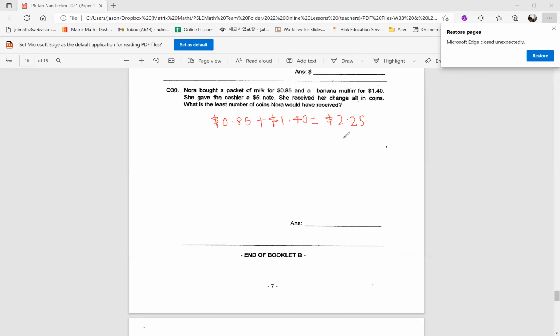Anyway, it's too late to do this. So this is how much Nora spent. And she gave the cashier $5, right? So she will get this change. She'll get a change of $2.75. Okay, then how do you present your answer? They want the least number of coins. So of course, for the least number of coins, you pay the largest denomination. The largest denomination is the $1 coin, right? There's no other coin that is larger than $1.